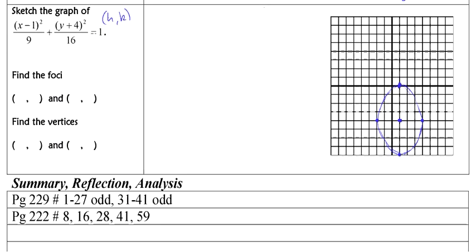And so I guess we already know our vertices. Let's go ahead and write them down at least. We're going to have vertices at 1, 0, and at 1, -1, 2, 3, 4, 5, 6, 7, 8, so 1, -8. We'll have vertices on the minor axis at -2, -4, and at 4, -4.